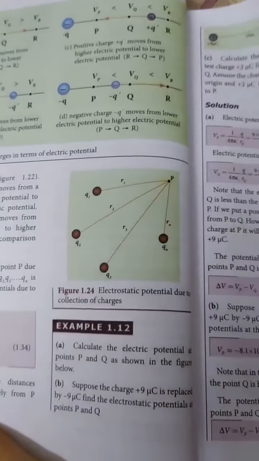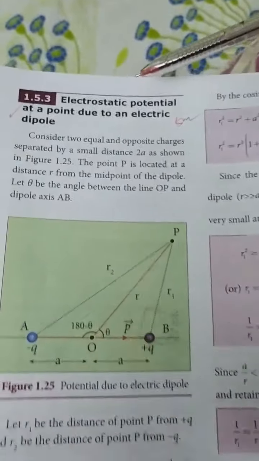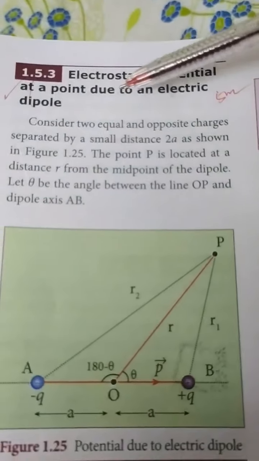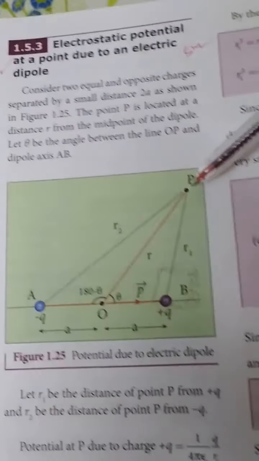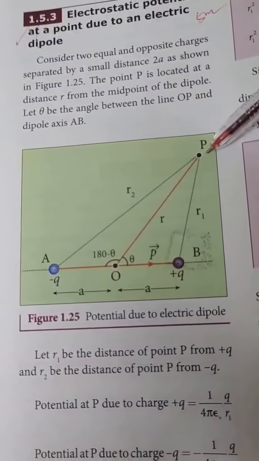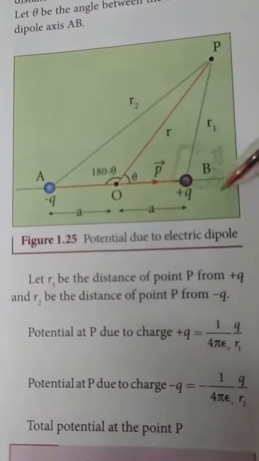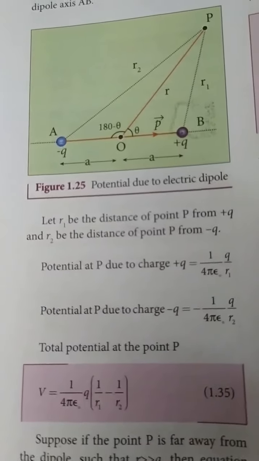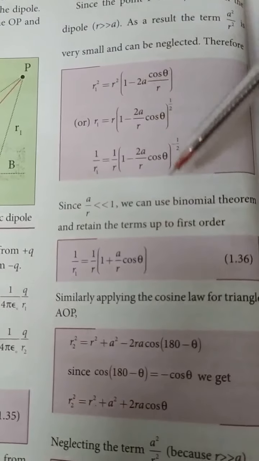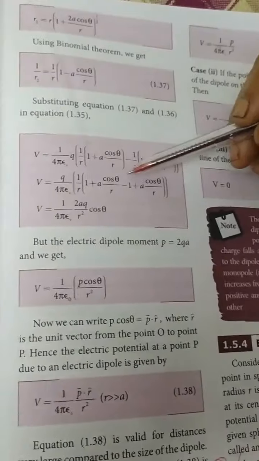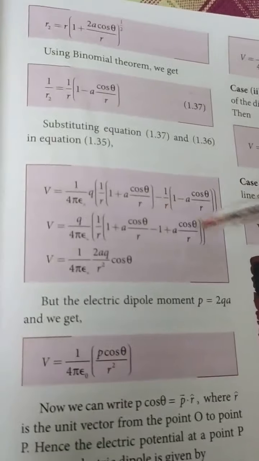And next we are going to see about electric potential at a point due to an electric dipole. This is also a very important 5 mark question. In that, at point P you have to find out what the potential is, and there are minus Q and plus Q. You have to find out V1, V2, and add them, find out 1 by r1, 1 by r2, and the final potential.